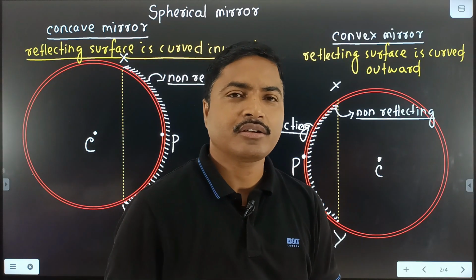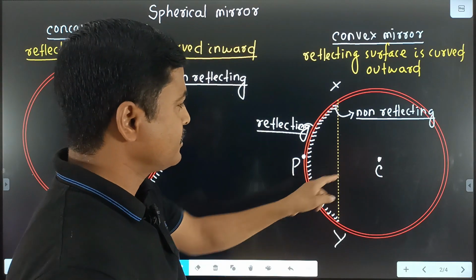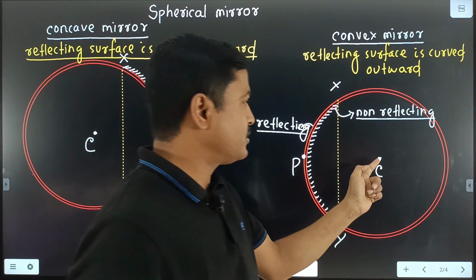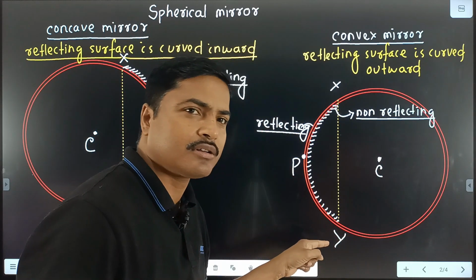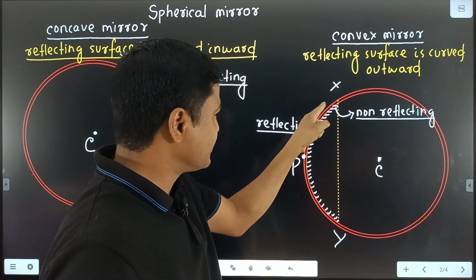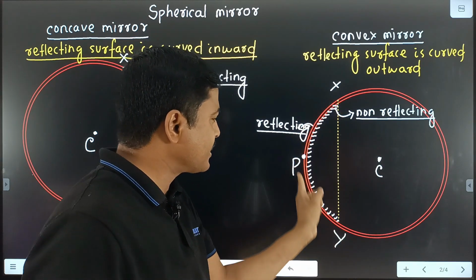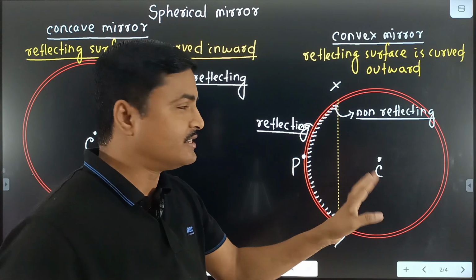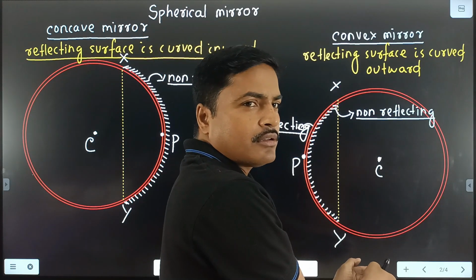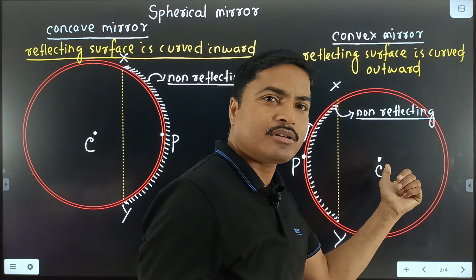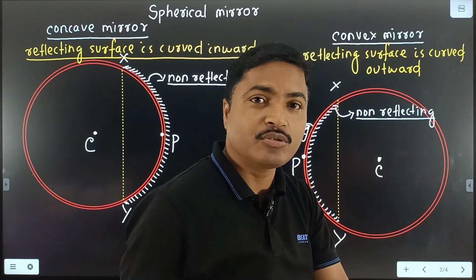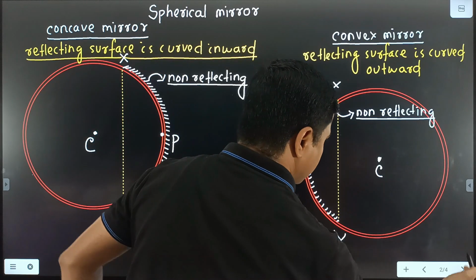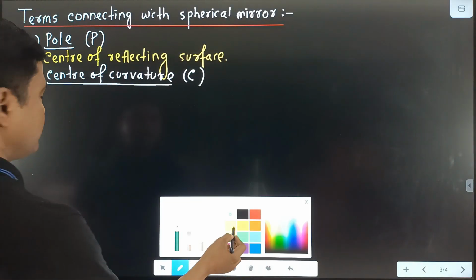Same thing, just like concave, here also same thing. This point is the center of the whole sphere, and this reflecting surface of the spherical mirror is a part of this sphere, so this center of the sphere is known as center of curvature of this spherical mirror. Clear?